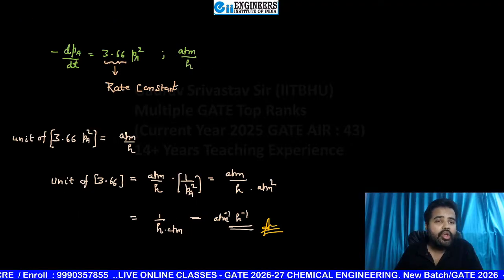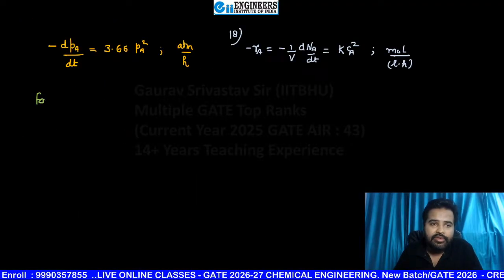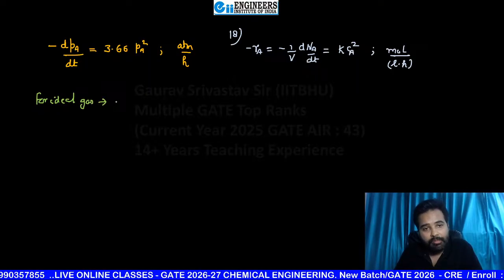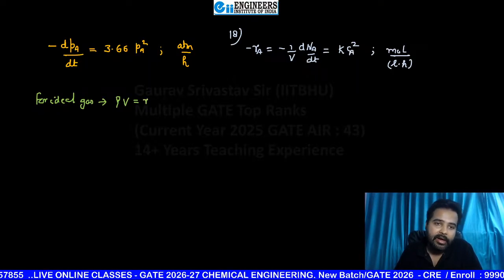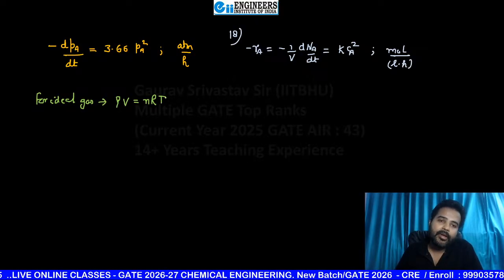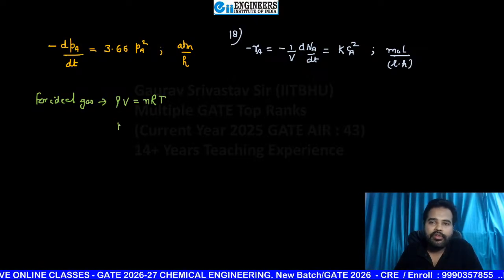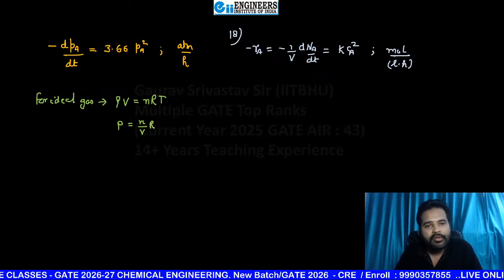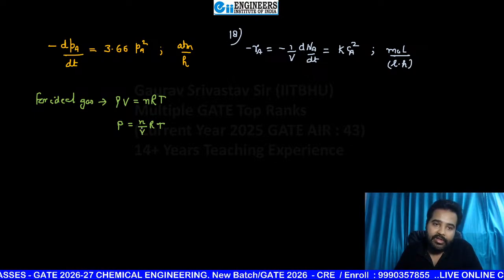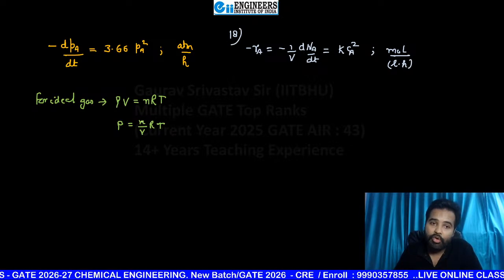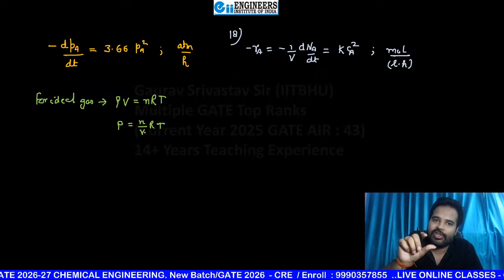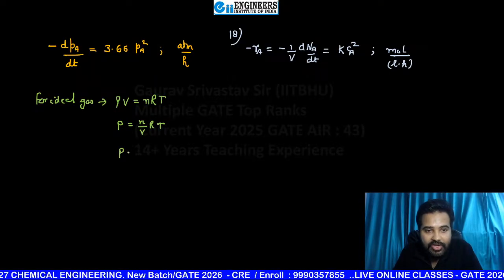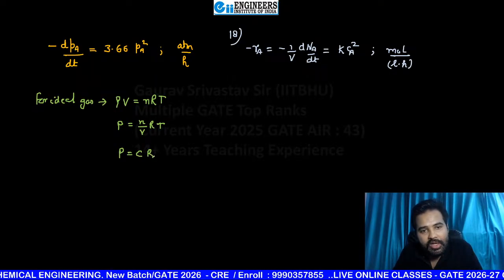Now you all know for ideal gas equation, you can write PV equals to nRT, ideal gas equation, PV equals to nRT. Now, further, if you want to write this equation, you can write P equals to N by V RT. N by V, what is this? Mole per unit volume. This is concentration, or you can say molar density. So here we can write pressure is equals to concentration CRT.